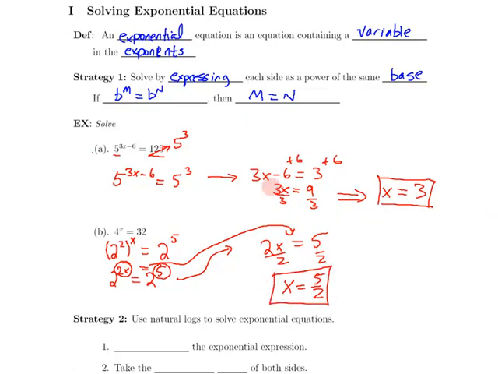Now what happens, in the off case, in fact, the more common case, that I had something like 5 to the 3x minus 6 equals 7. Problem there is I can't write 7 as a power of 5. I can't write 5 and 7 as the power of the same number. I've got to have another technique. So we have a more robust strategy, which we'll call strategy 2. Let's look at it.